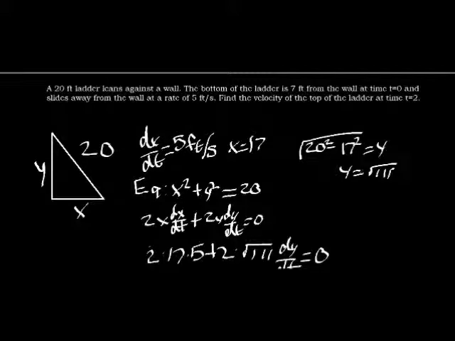So then you take the derivative of the Pythagorean theorem, which is 2x times dx dt plus 2y times dy dt, which equals 0 since 20 is a constant.